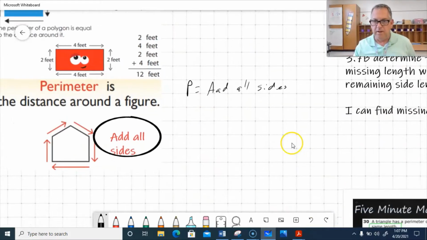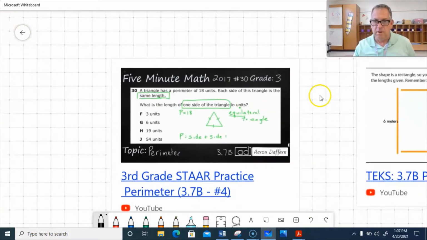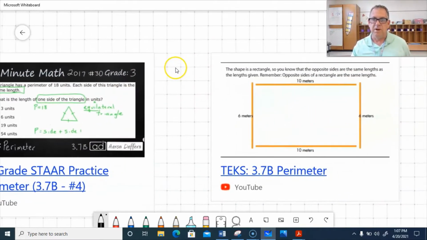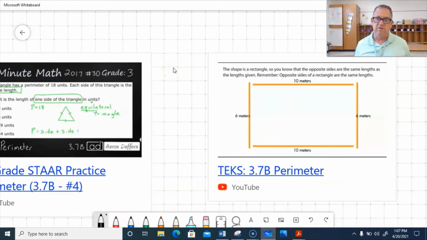So let's go ahead. We're going to watch one of Aaron's videos where he goes over a STAR test question over the skill that we're talking about. And it's from the 2017 STAR test. It's question number 30. And he's going to talk about how to find this missing side length on this triangle. And then we also have a Pearson video that's talking about a similar type subject. And this is maybe when they're giving you two sides of a rectangle, and you have to calculate what the other sides are and figure out what the perimeter is. So let's get ready and watch these videos.